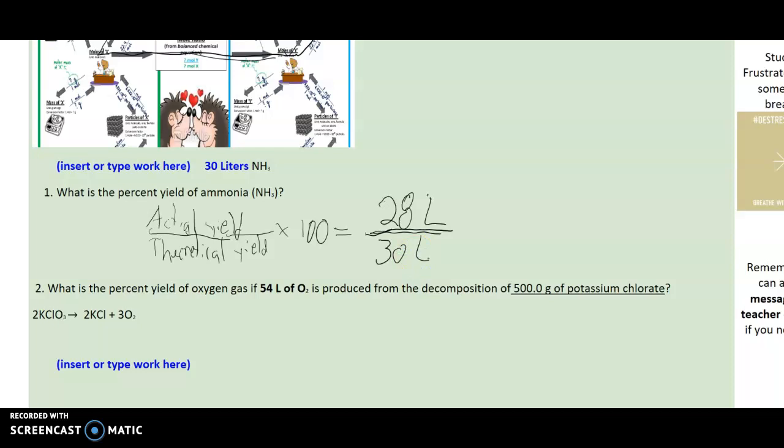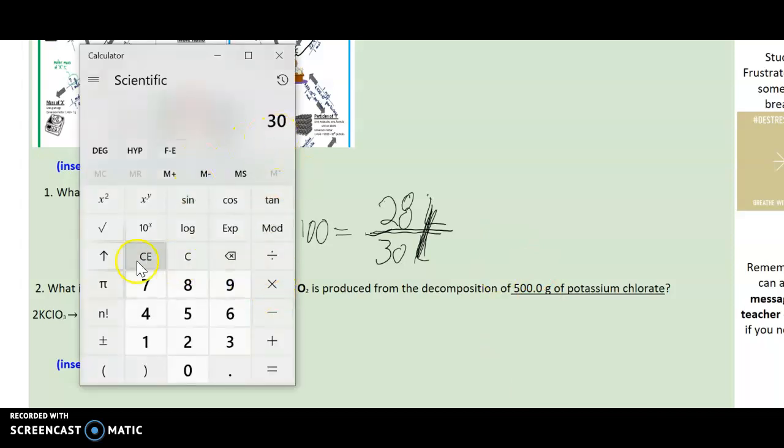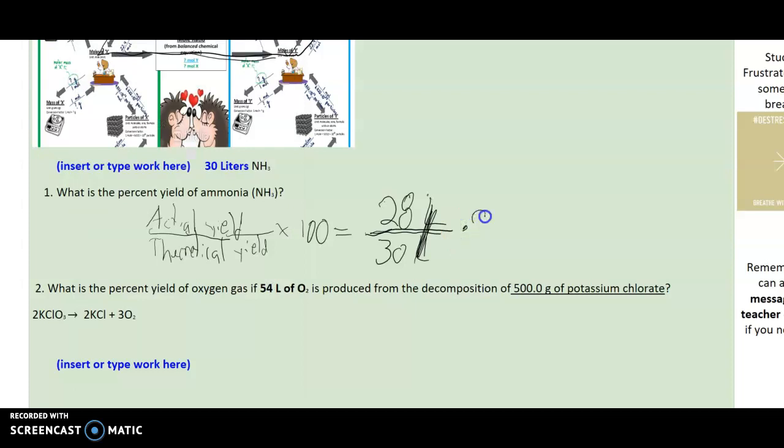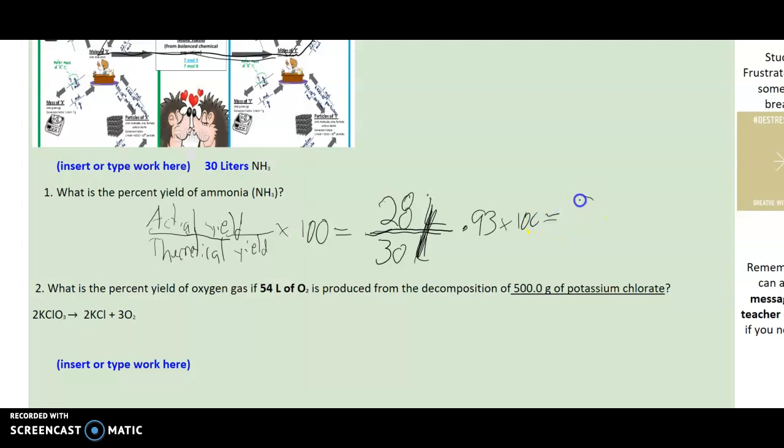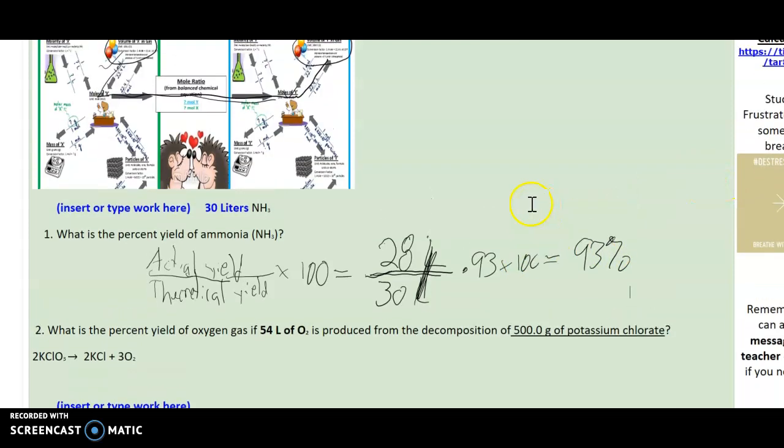That almost never happens. That's pretty much impossible. It's just really difficult to get things that good. Notice my units cancel. 28 divided by 30, I don't know, 0.93. 0.93 times 100, 93%. That's pretty good. 93%. That's really pretty good for a lab.